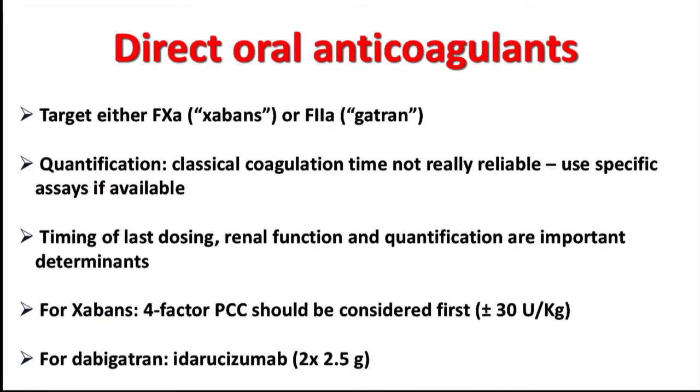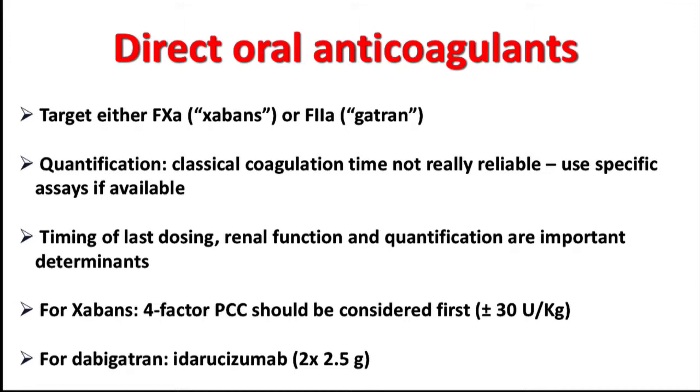For the direct oral anticoagulants, they target either factor 10A, the xabans, or factor 2A, the gatrans. And their quantification is more complicated, since you can quantify them only with a special anti-10A assay with special calibrators for the xabans, and modified thrombin time for the gatrans. And of note, it is important to keep in mind that the classical coagulation times that are readily available are not really reliable, since they may change according to the labs and the reagents used to measure them.